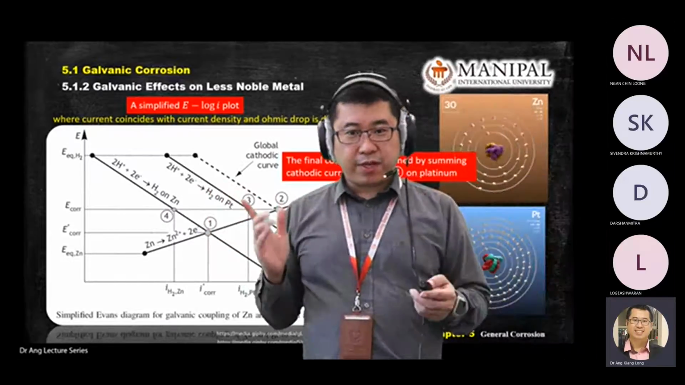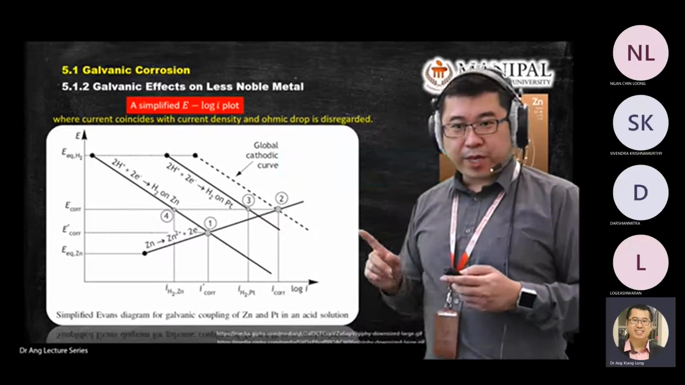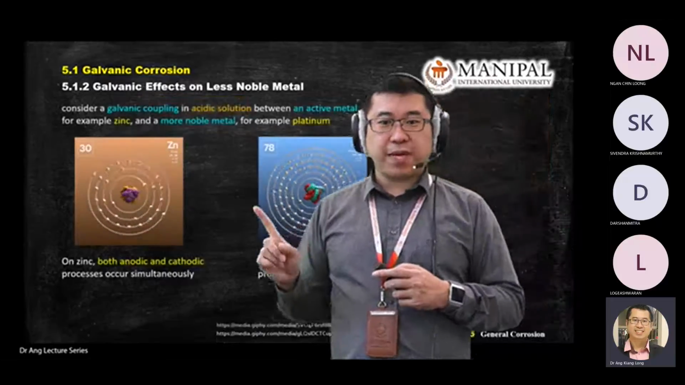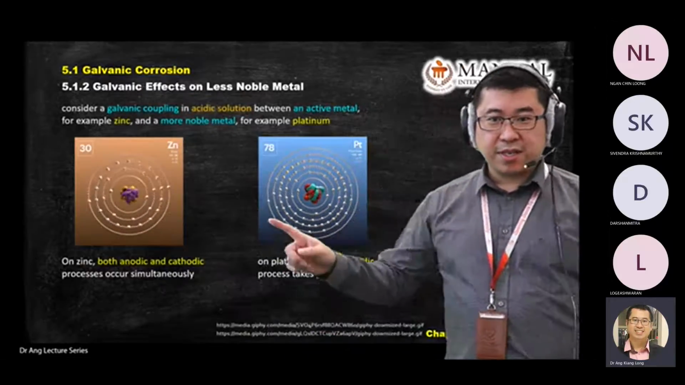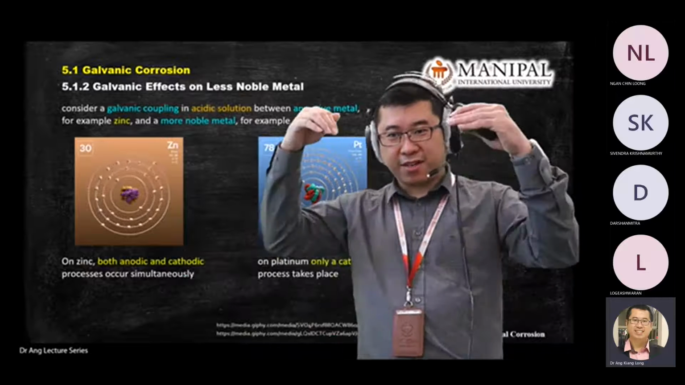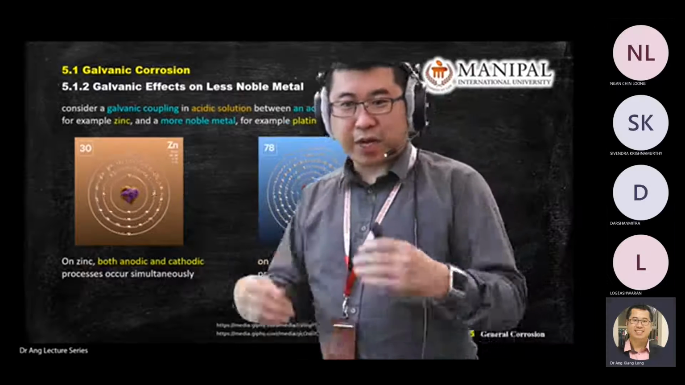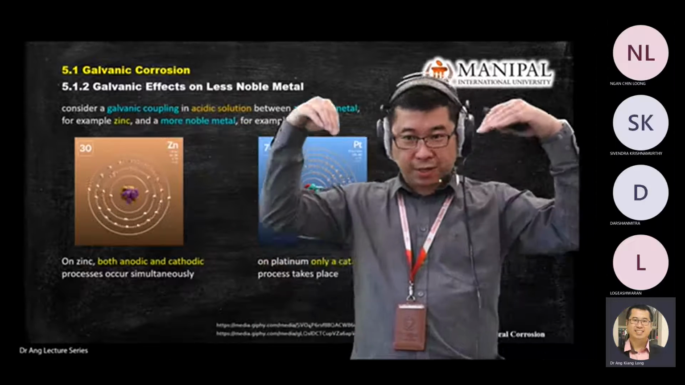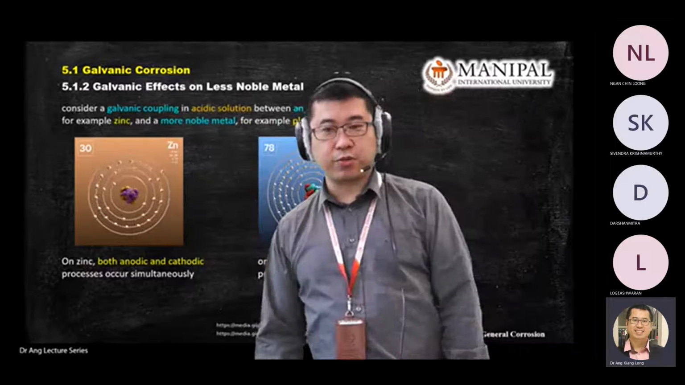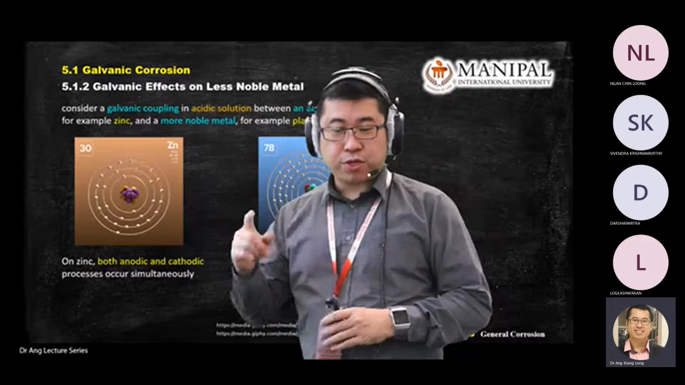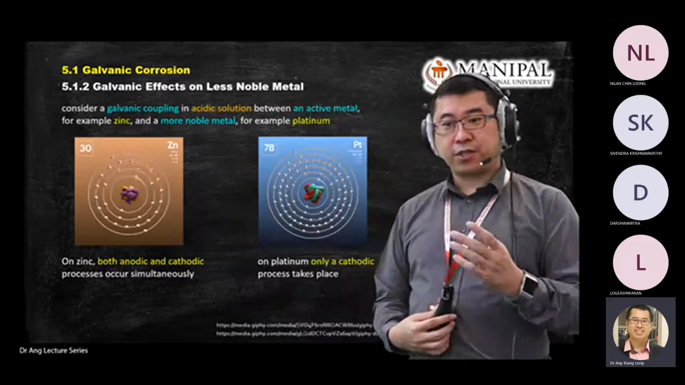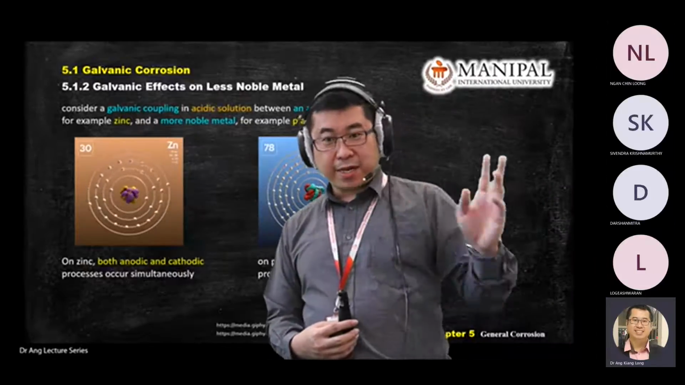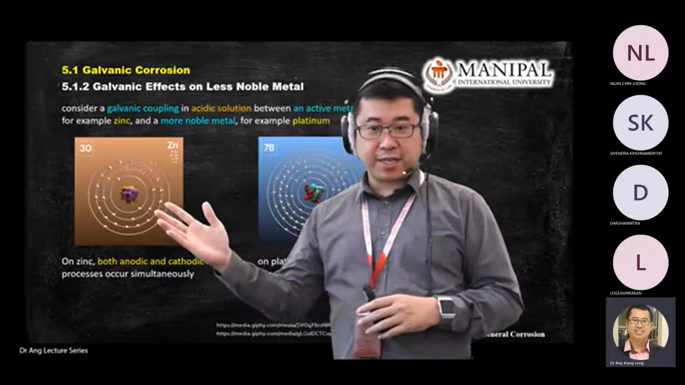Again, previously when we derived this graph, we had one condition set up. Where these two metals are put together, they are in an acidic solution. These two metals dip into an acidic solution. And when you think of an acidic solution, what do you think of? You think of the pH value, right? So what does pH value mean? What will happen when it becomes acidic?